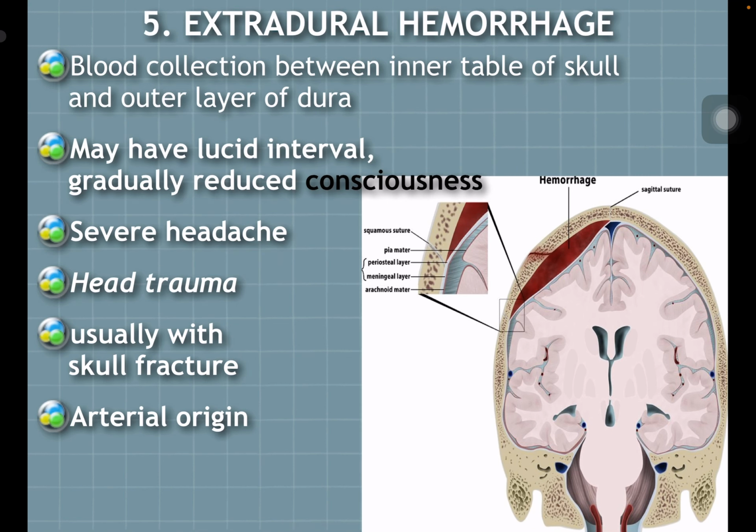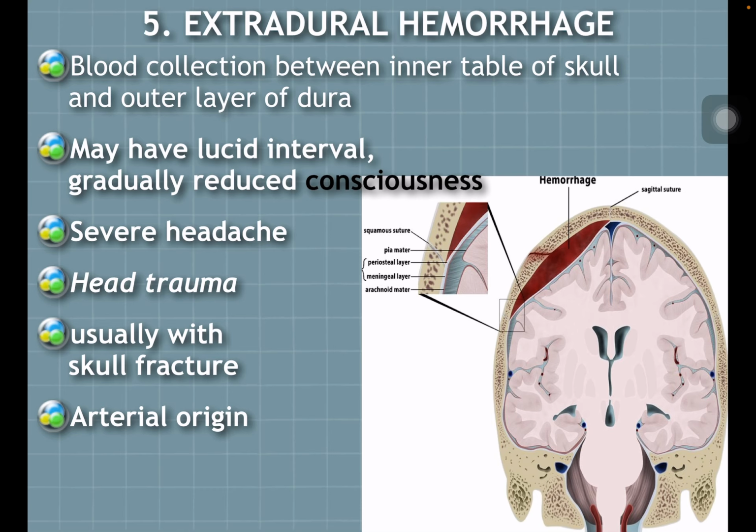And next, extradural hemorrhage, a blood collection between the inner table of the skull and the outer layer of the dura. The patient might have a lucid interval and gradually reduced consciousness. The patient may also complain of severe headache, and it might be secondary to head trauma. Usually there is a skull fracture underlying the extradural hemorrhage, so we need to look further for a skull fracture, and it is usually arterial in origin.